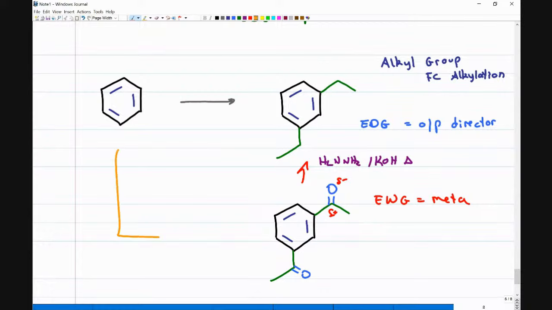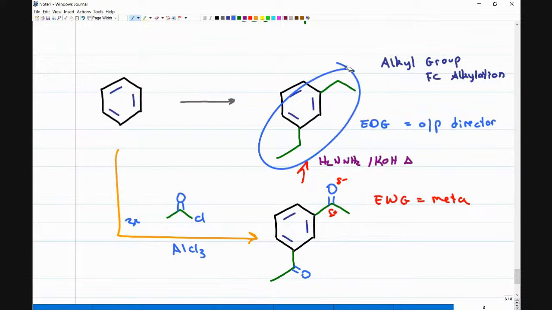And then this step is one that we just learned. All we need are the two acyl groups. So we'll have this right here, and you do the reaction twice. So I'll just put 2x for the reaction with AlCl3. You add 1, you add the second one in the meta position, and that will give you the final product here.